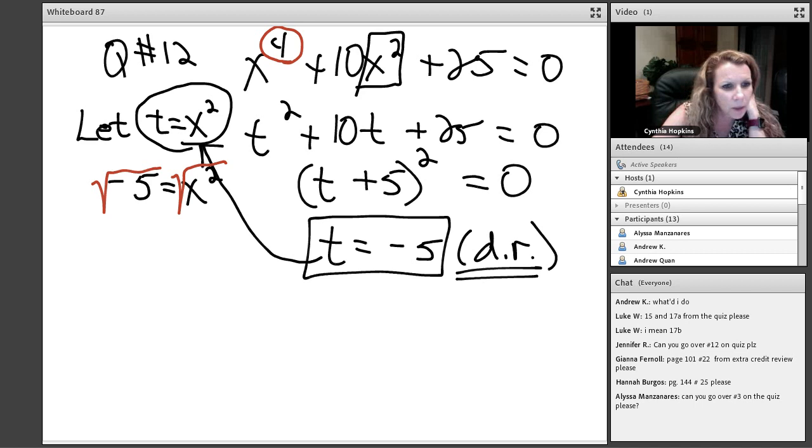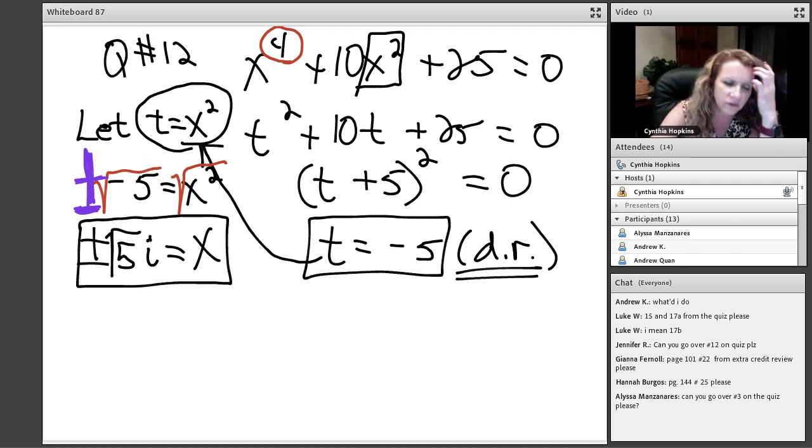I'm going to switch to purple because I like purple and I want this to stand out. Don't forget the plus or minus. It's a quadratic equation, you guys. You have to get 2 answers, not just the square root of -5, but plus or minus the square root of -5. So I get x equals plus or minus the square root of 5, which I can't simplify, but then the square root of -1, that's i. Okay, so for this x, I get 2 answers, plus or minus the square root of 5 times i.